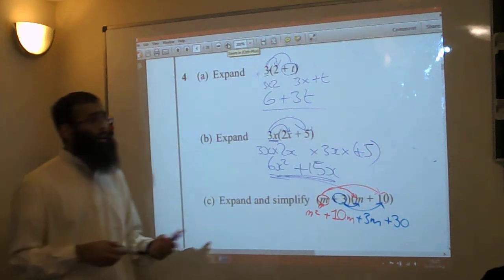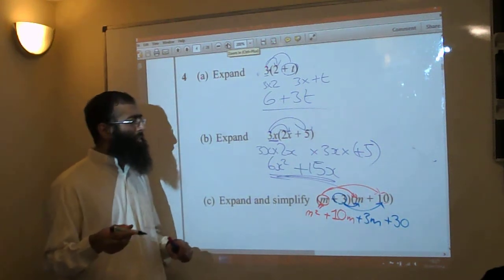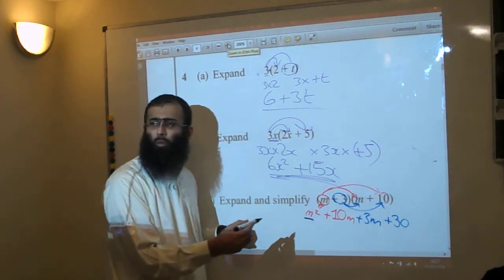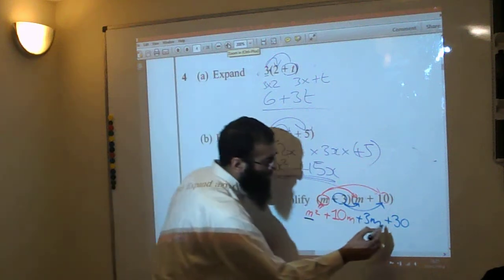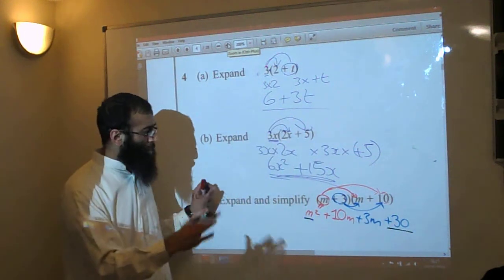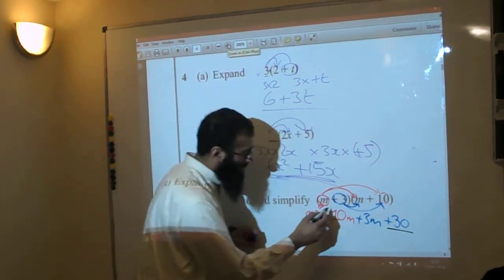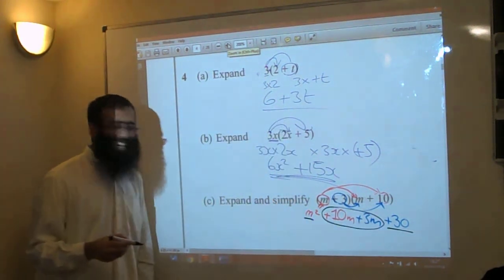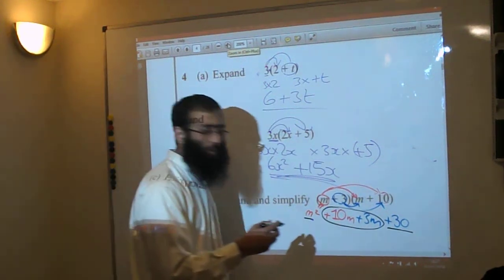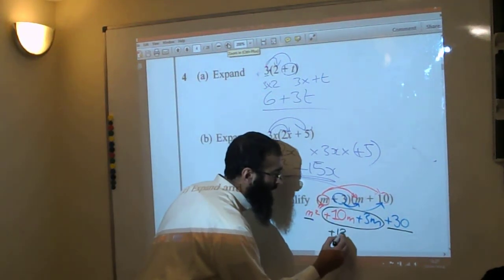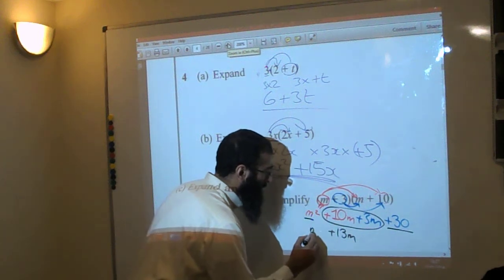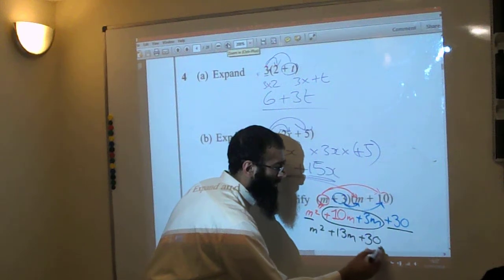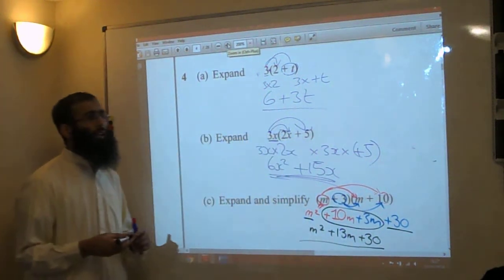Okay, right. Now, we have m squared, plus 10m, plus 3m, plus 30. Now, what do we do here? The m squared, there's no more m squared terms to add, so that stays as it is. The plus 30 is a numerical term, there's no other numerical term, so that stays as it is. But the terms that we can simplify are these two. So we have plus 10m and plus 3m, that will give us altogether plus 13m. So we have m squared plus 13m plus 30. And that is the final answer to that question.